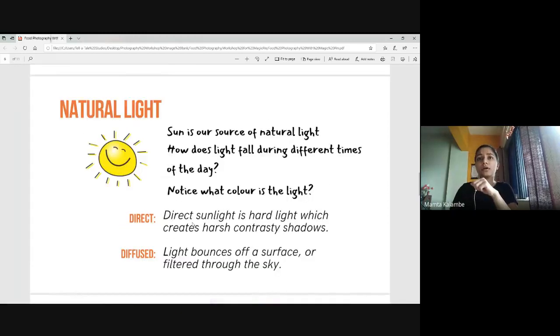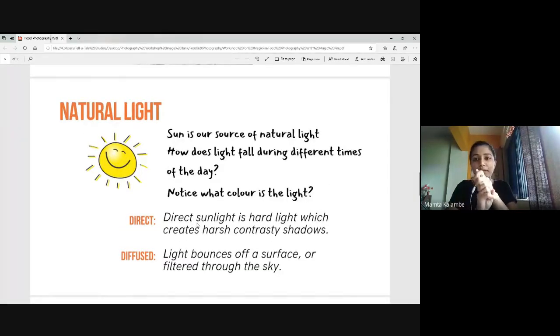So there are two elements that you need to understand in natural light. One is direct, and the second is diffuse light. Direct sunlight is when the sunlight is directly falling onto an object, and it creates harsh shadows. Basically, direct light is the light that we see during summers. You see there are no clouds that cover the light. The sunlight falls directly onto something.